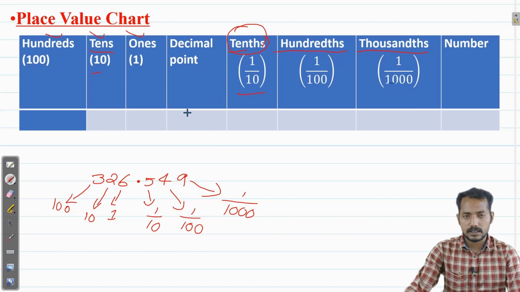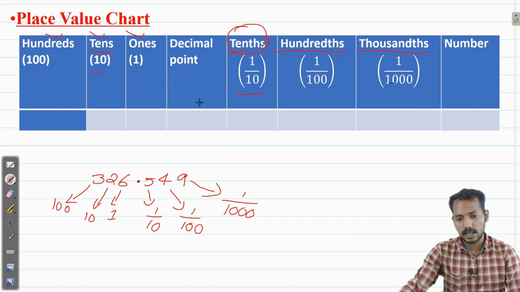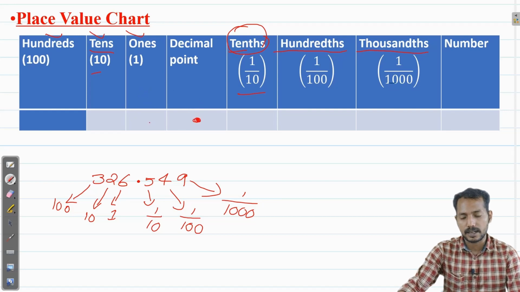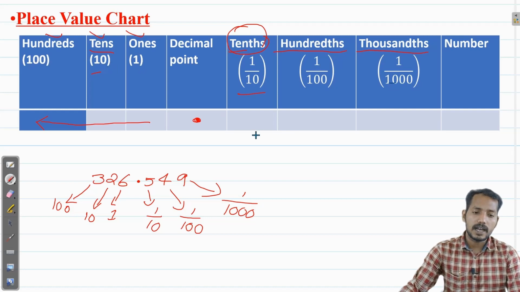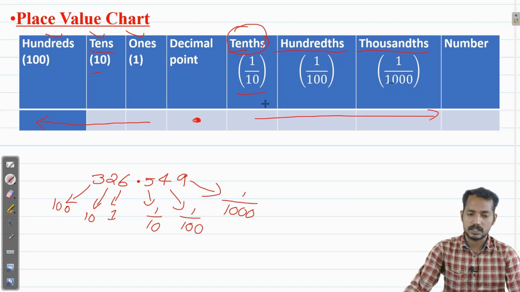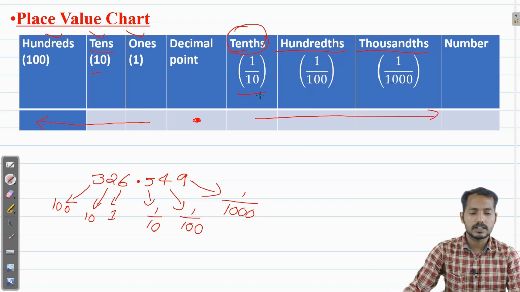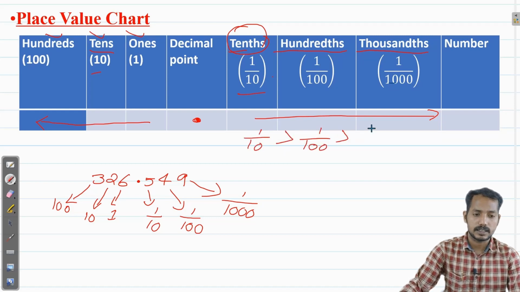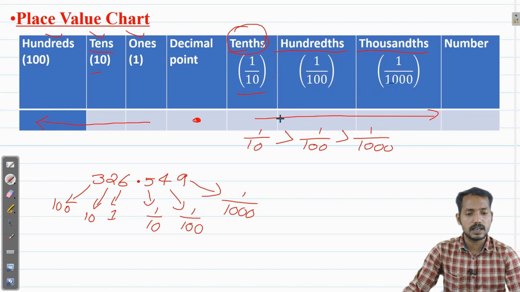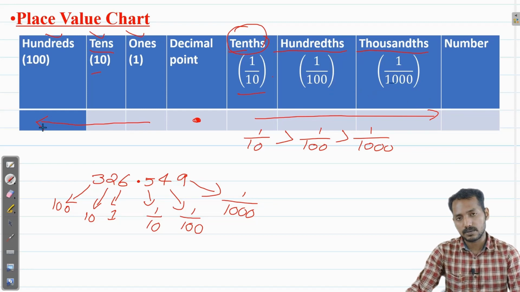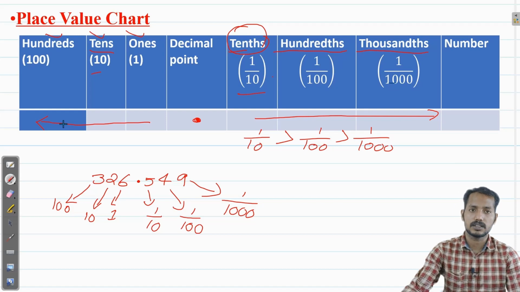By observing the values, if this is the decimal point, towards the left side the values are increasing. That means the tens place is greater than ones, and the hundreds place is greater than tens. While towards the right, after the decimal point, the value is decreasing. That means tenths, 1 by 10, is greater than hundredths, 1 by 100, which is greater than thousandths, 1 by 1000. Towards the right side the value is decreasing, towards the left side the values are increasing. That is regarding the place value of decimal numbers.